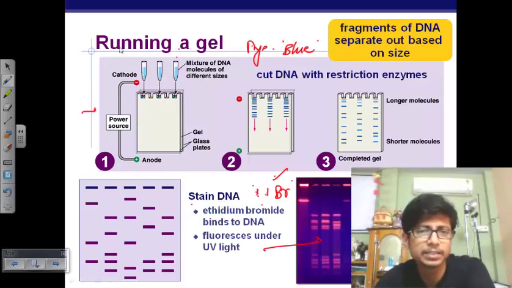So ultimately, we cut this DNA, we load it, and we run the gel. After the gel is done, we need to stain it to make the bands visible.